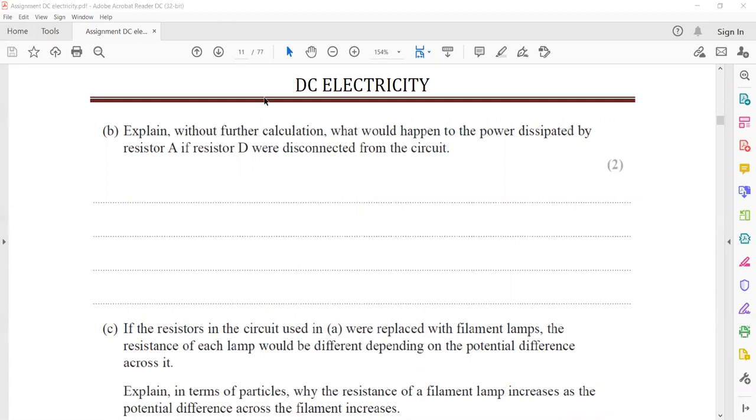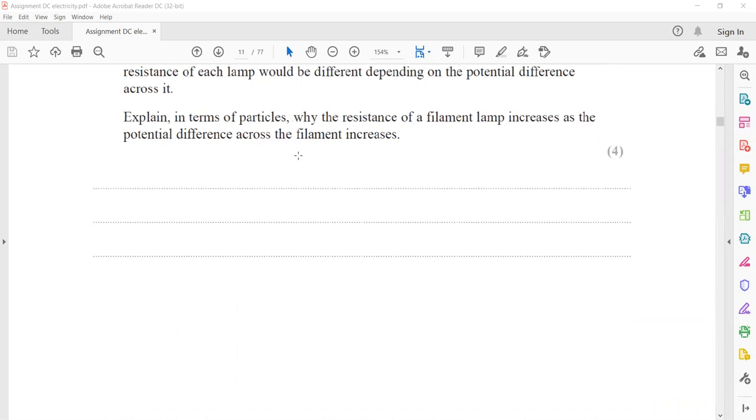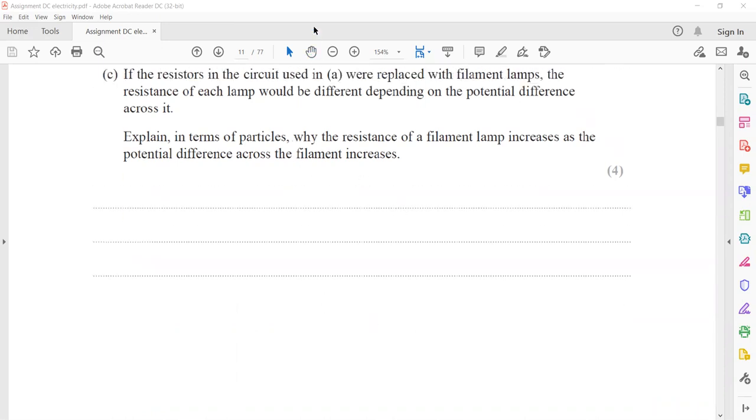If the resistor in the circuit used in a wire is replaced with a filament lamp, the resistance of each lamp would be different depending on the potential across it. Explain in terms of particles why the resistance of the filament increases as the potential across the filament lamp increases. So as we increase the voltage, the resistance of a filament lamp changes. So what could be a reason?